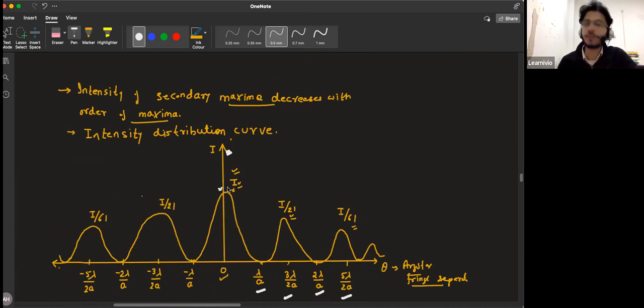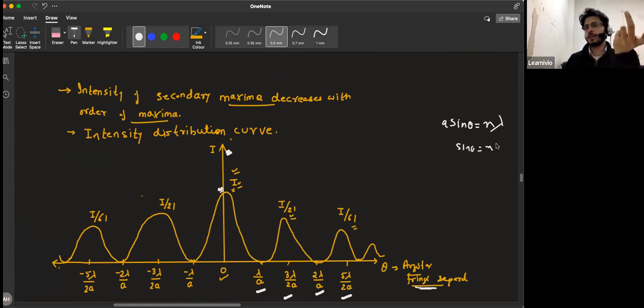This is the intensity of central maximum. And on the x-axis, you have angular fringe separation. See, for minima, we know that sine theta is n lambda by a. For first minima, n is 1, so it will be lambda by a. For second minima, n will be 2, so 2 lambda by a. So at lambda by a, we have first minima, and at 2 lambda by a, we have second minima. Similarly here, for minus lambda by a, first minima, and minus 2 lambda by a, second minima.